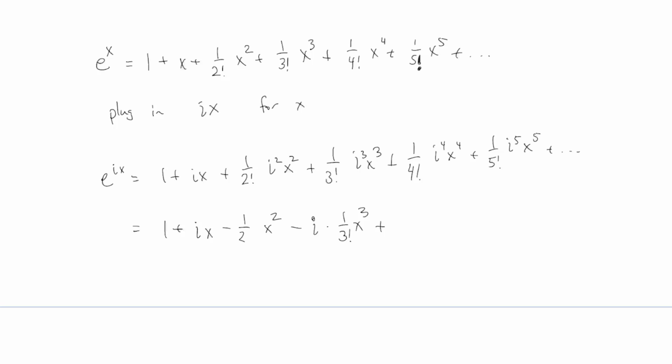Plus i to the 4. i to the 4 is positive 1. And so we can just sort of leave it out. All right. And then I have i to the 5, which is equal to i. So this one I could just put i there. All right, etc. and so on.